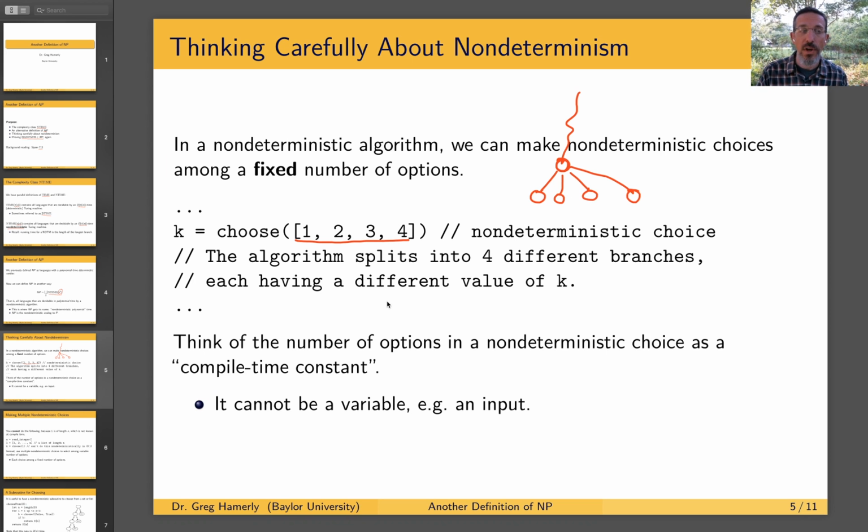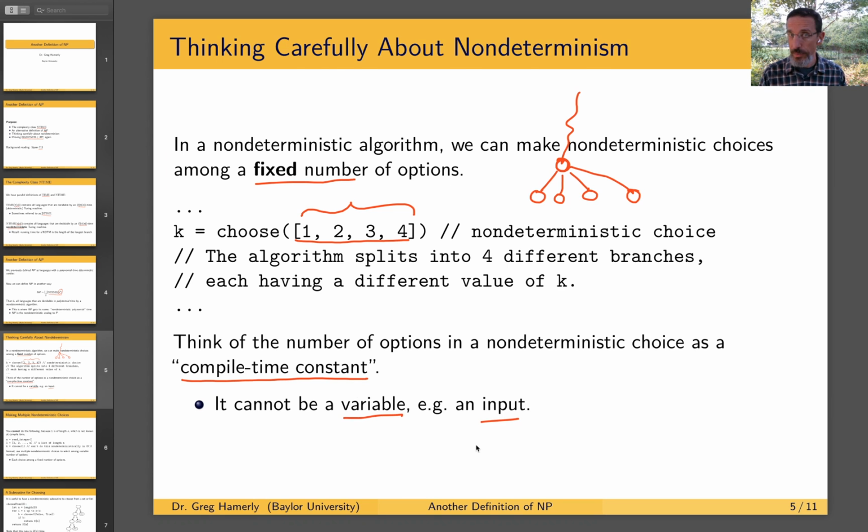The important point I'm trying to make here is that what you see listed here, 1, 2, 3, 4, is a fixed number of options, and a fixed number of options is possible to make with one non-deterministic choice. The number of options for any non-deterministic choice should be constant, should be fixed, and you can think of that as a compile time constant. But it can't be a variable such as an input to the algorithm. It can't be something that's known only once we see the input.